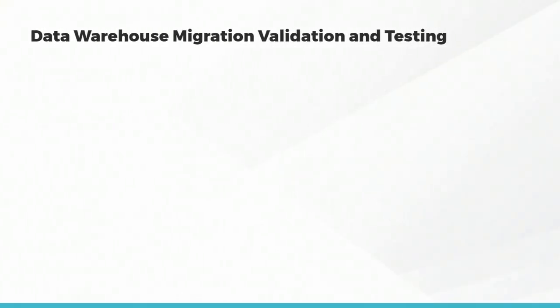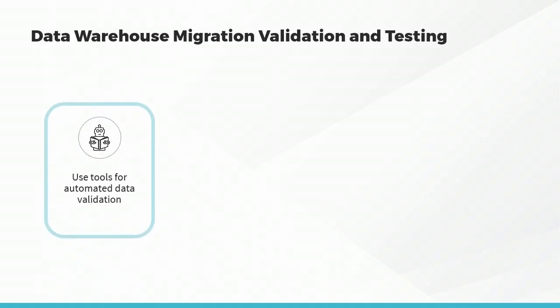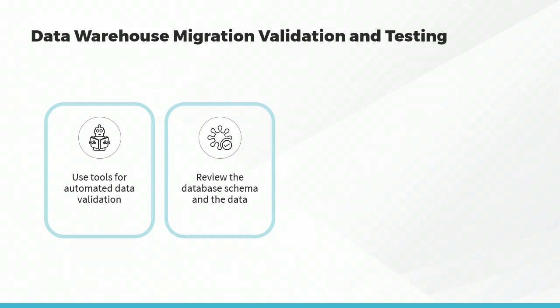We also have data warehouse migration, validation, and testing. So now that this is all in the cloud, how do we know that it's worked properly, that all our data is intact and it makes sense? So we have to use tools for automated data validation. This is where there's some type of AI that does some intelligent data validation for us, does a check. We can also review the database schema and the data ourselves.